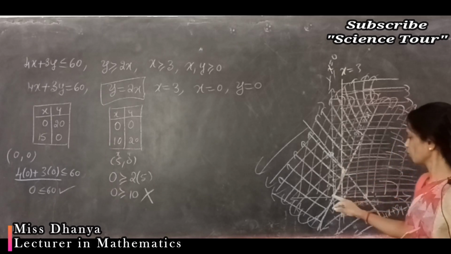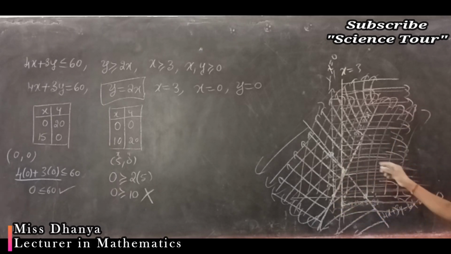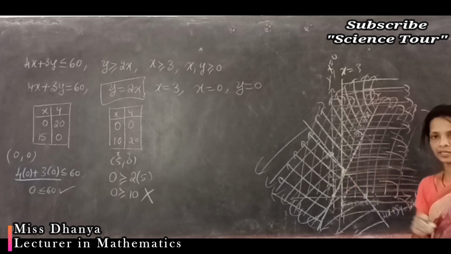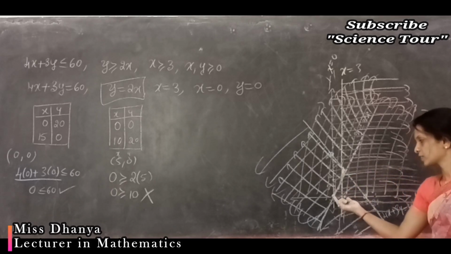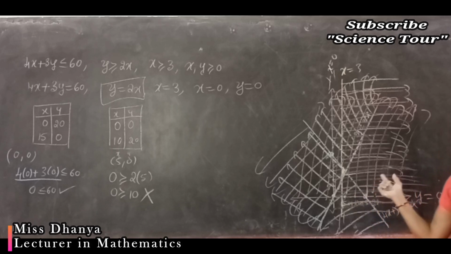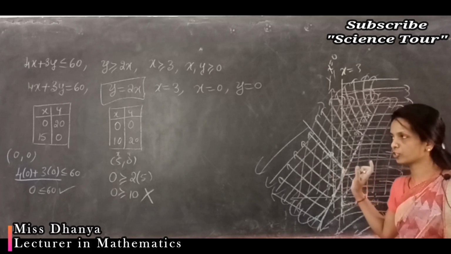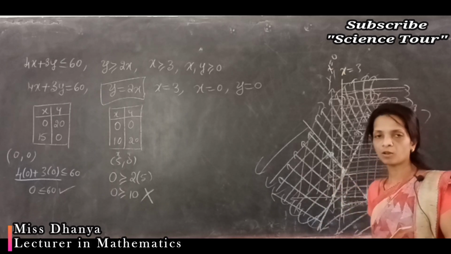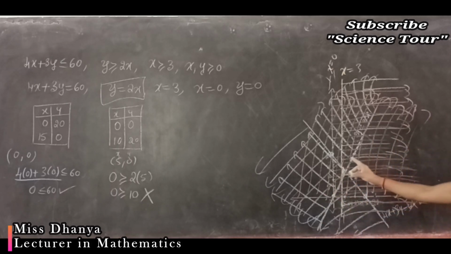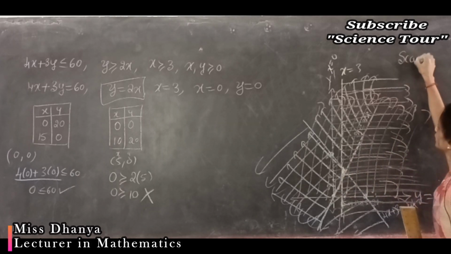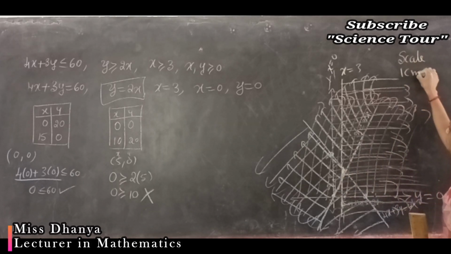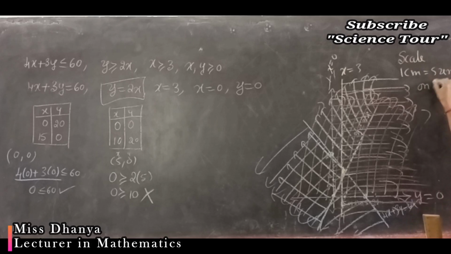If you take 1 centimeter as 1 unit, then clearly you can see this triangular region. Since I have taken 1 centimeter as 5, 10 like that, we got a smaller common region. If you take 1 centimeter as 1 unit, then you will get a clear picture of this common region. Okay, so here the scale we have taken is 1 centimeter as 5 units on both axes.